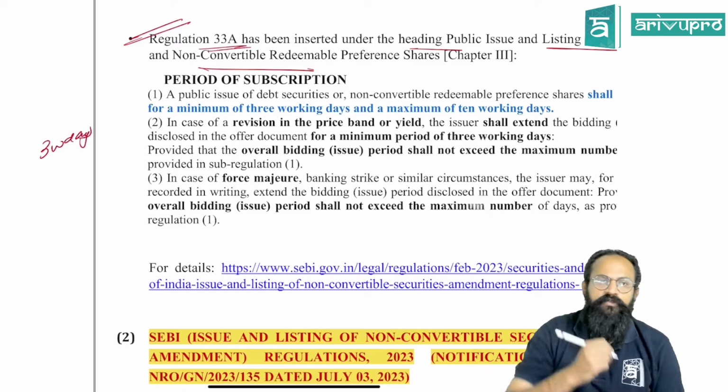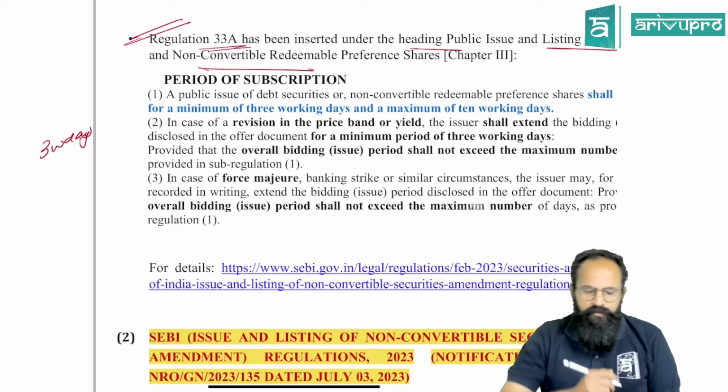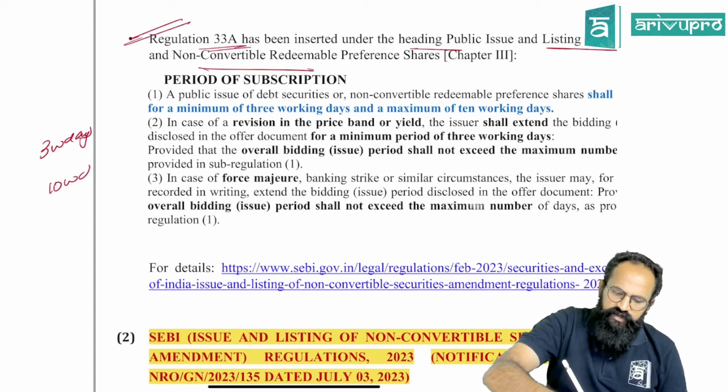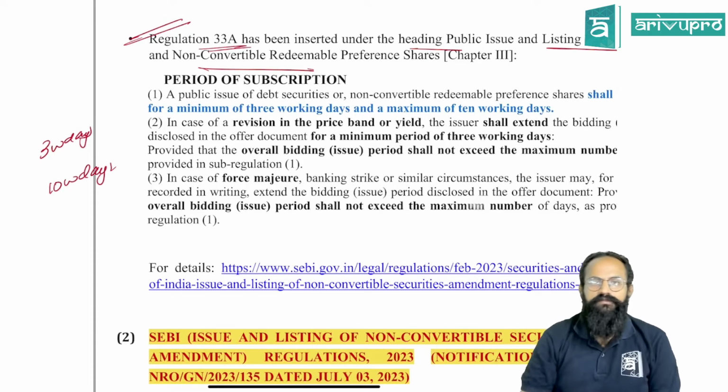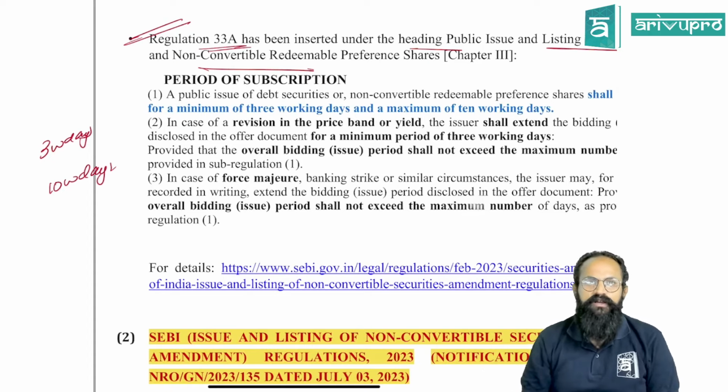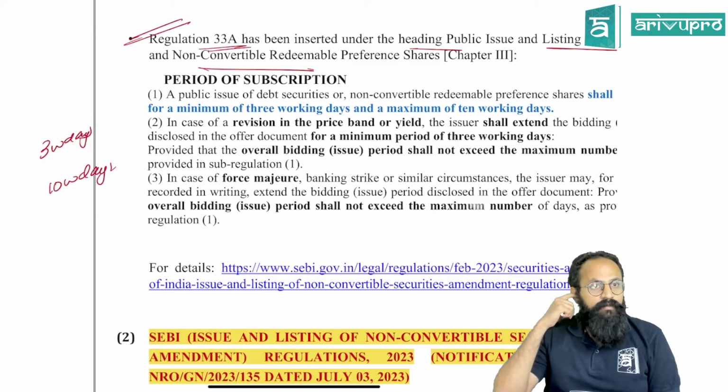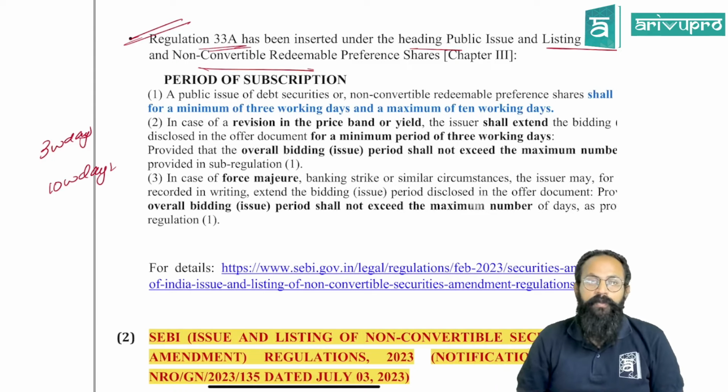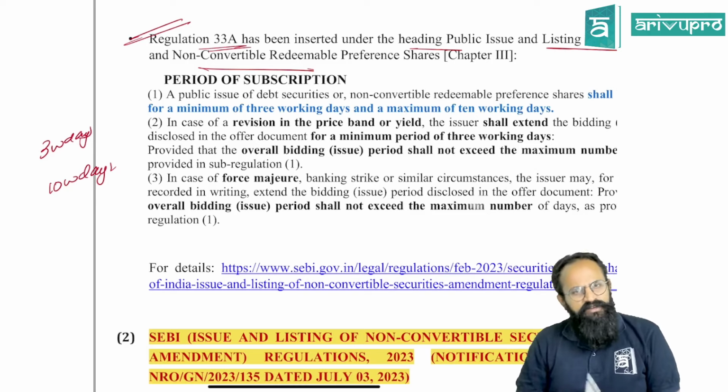This has to be the minimum offer period. Sir, the maximum can be 10 working days. Understood? Sir, just like we can come up with a red herring prospectus, book building process, and price band when we are issuing equity, can we do the same thing here? Yes, sir, you can do it.